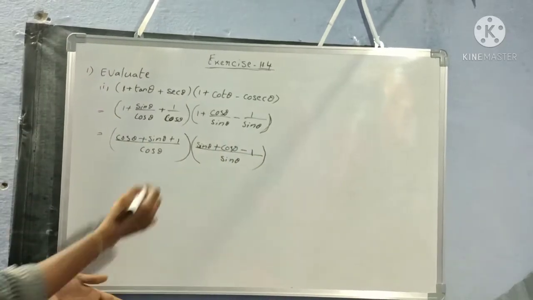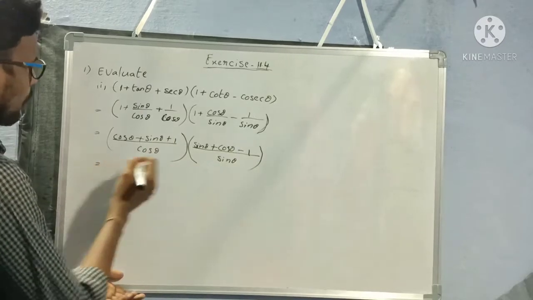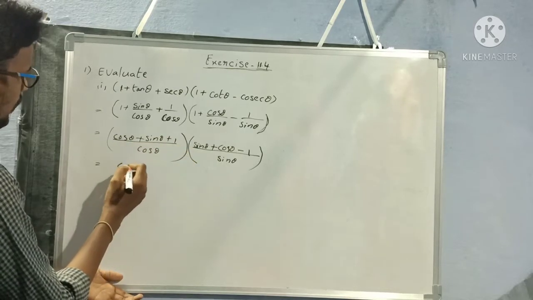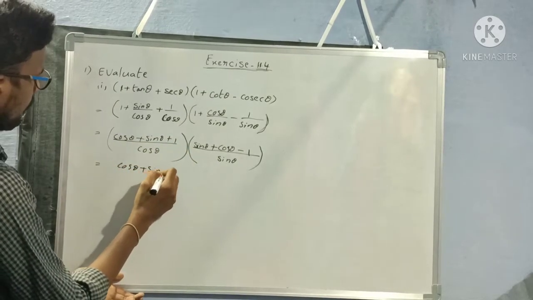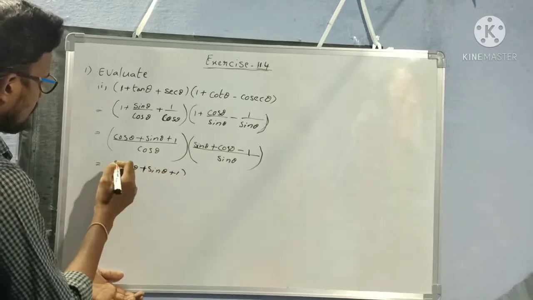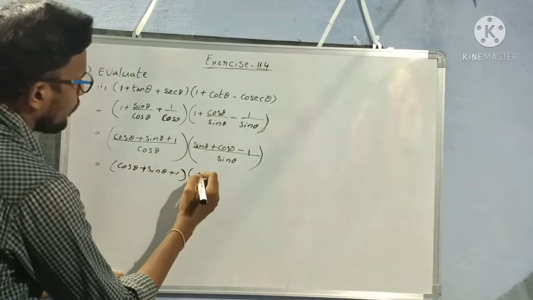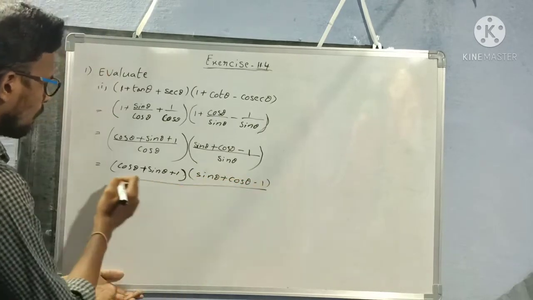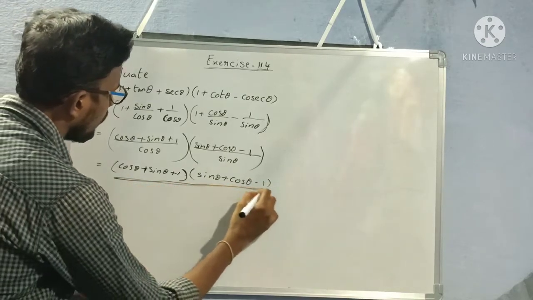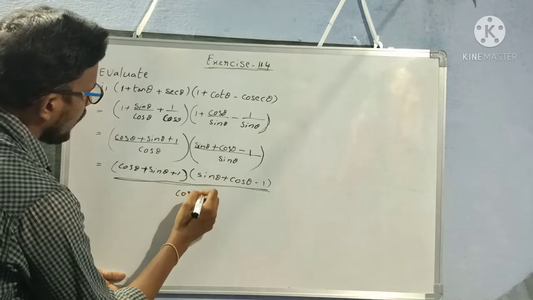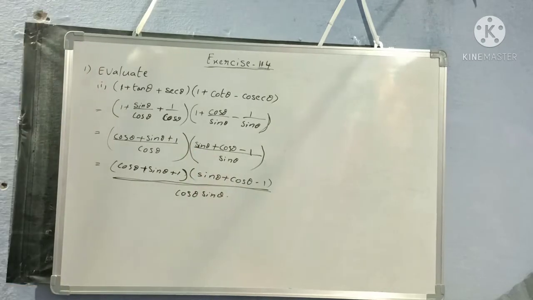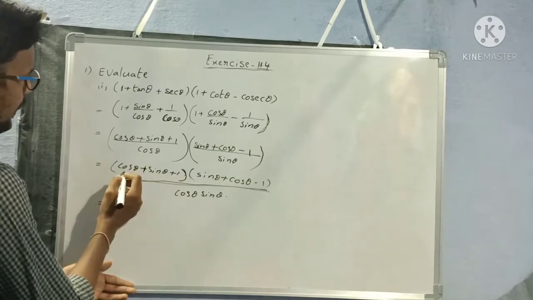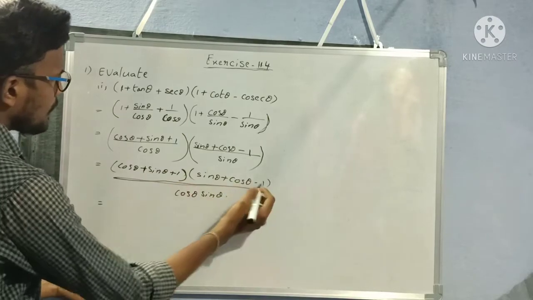Now this is a fraction, and this is a fraction. The product of two fractions is the product of numerators by the product of denominators. So the numerators are cos theta plus sin theta plus 1, into sin theta plus cos theta minus 1, whole divided by the product of denominators, cos theta into sin theta.